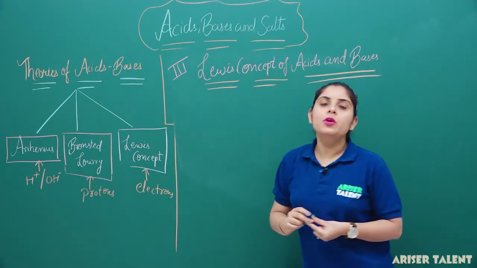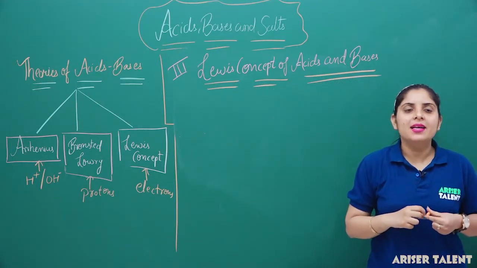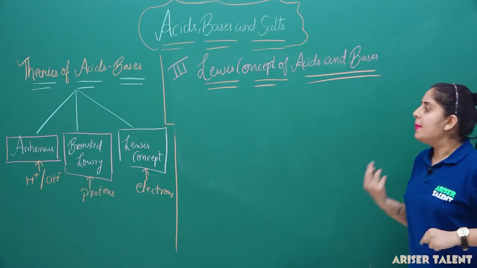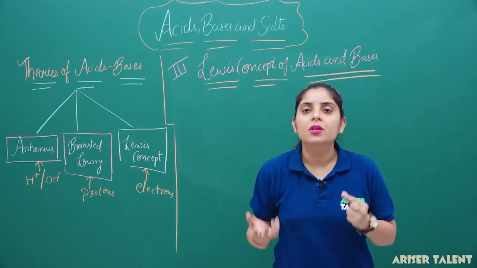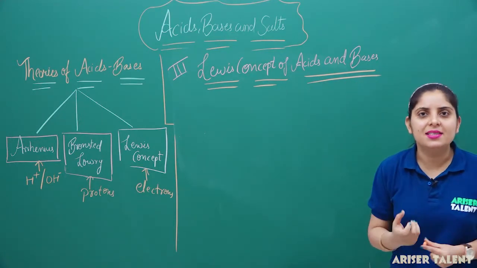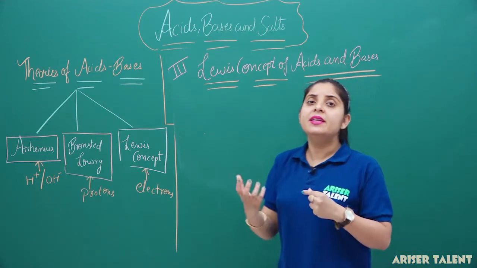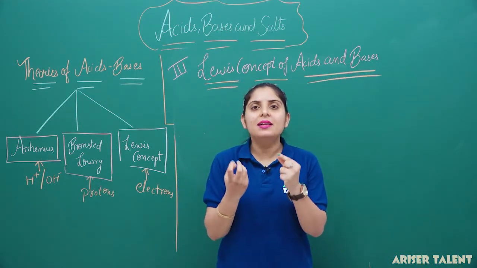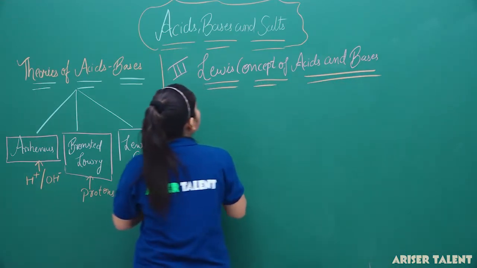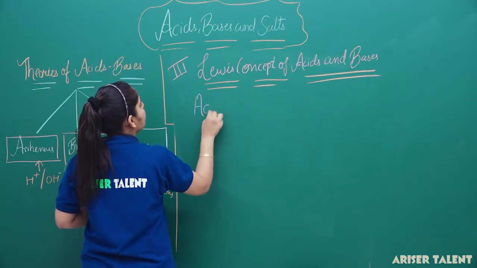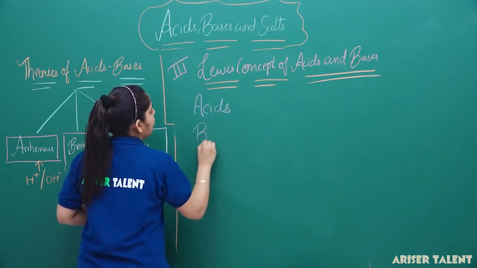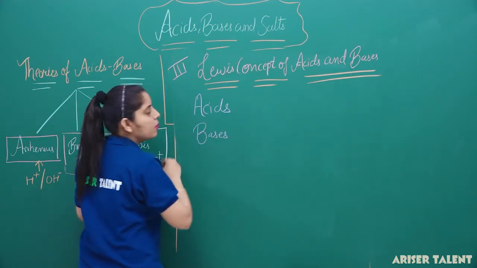Now, what does Lewis say about the category of acids and bases? He does not involve the hydrogen atom to describe acids and bases. He just said that the components which are electron acceptors are regarded as acids, and the compounds which have the tendency to donate the electron pair are considered in the category of the bases. So, what is the Lewis concept of acids and bases? He said that acids are electron acceptors and bases are basically the electron donors.